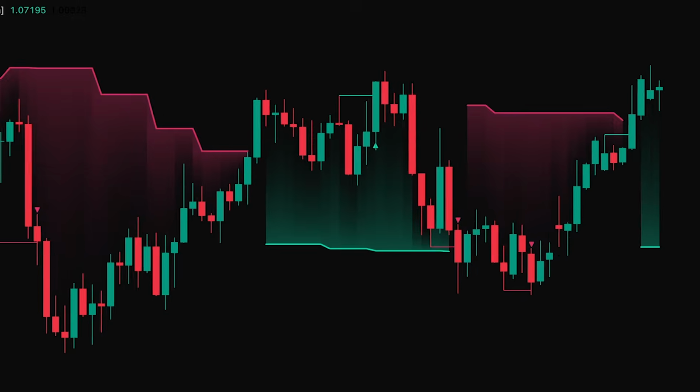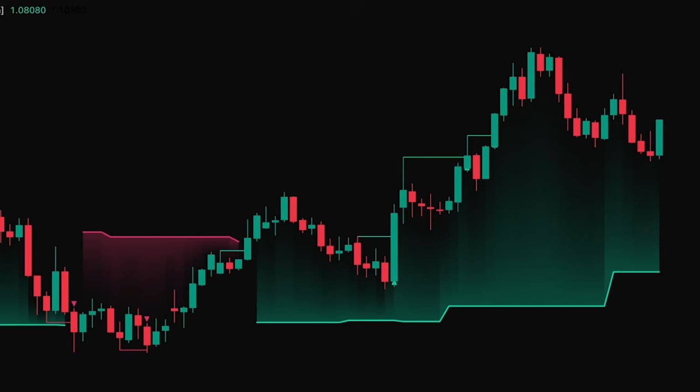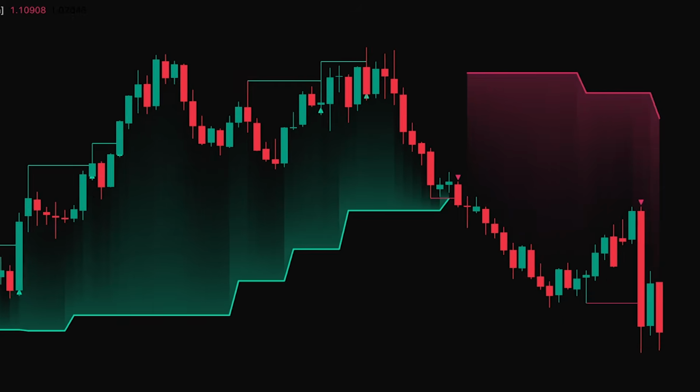There you have it, the Pivot Trend Flow by BigBeluga demystified. It's a simple yet powerful tool to flow with the trend and boost your confidence.